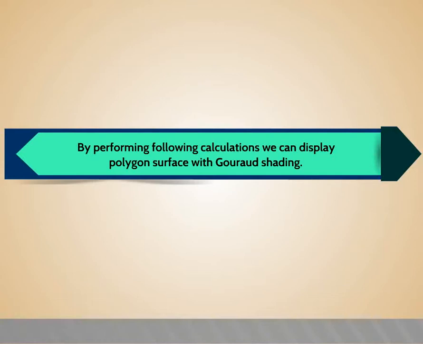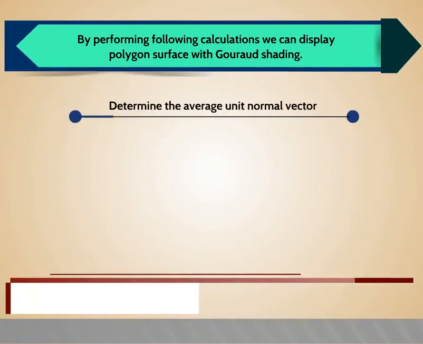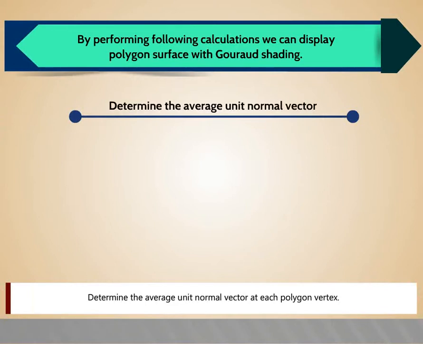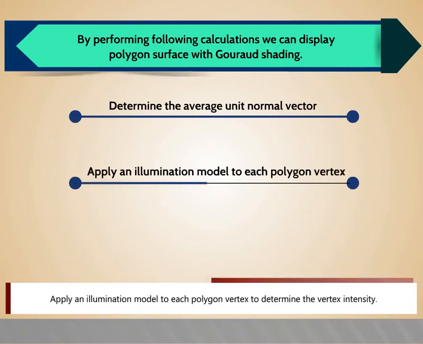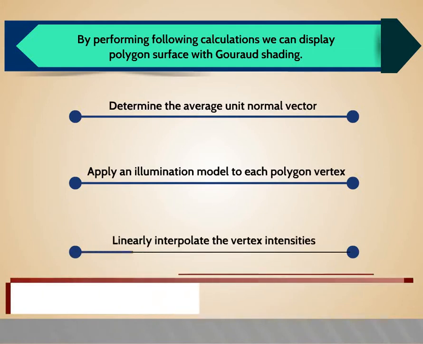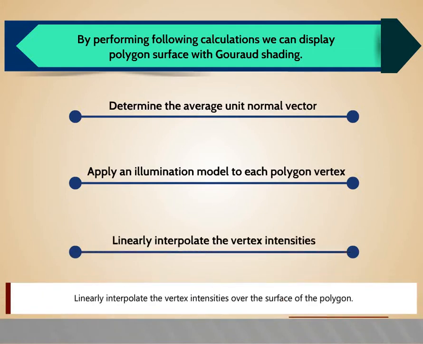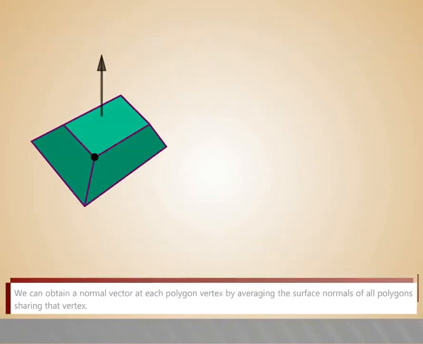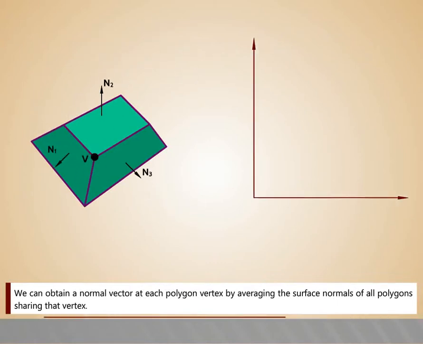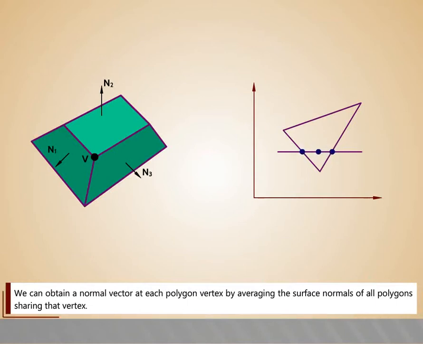By performing the following calculations, we can display a polygon surface with Gouraud shading. Determine the average unit normal vector at each polygon vertex. Apply an illumination model to each polygon vertex to determine the vertex intensity. Linearly interpolate the vertex intensities over the surface of the polygon. We can obtain a normal vector at each polygon vertex by averaging the surface normals of all polygons sharing that vertex.